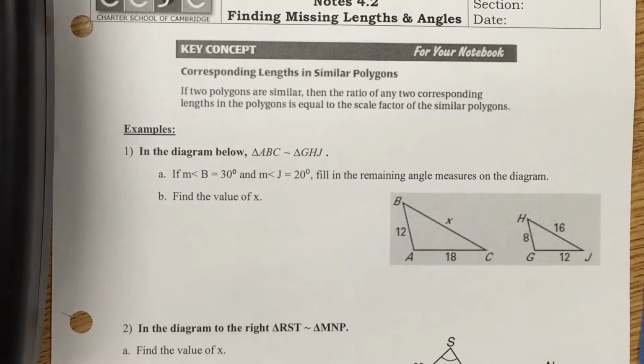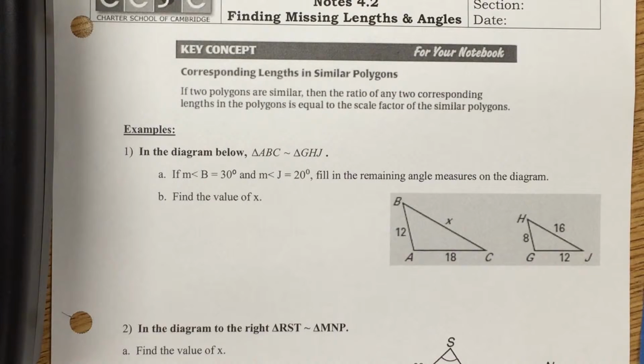All right, guys, let's get started. We're going to go through notes 4.2 today on finding missing lengths and angles in similar figures. Before your Unit 3 test, we started notes 4.1, and we talked about how similar figures have congruent corresponding angles and proportional corresponding side lengths. So we're going to be using those two pieces of information today to find some missing measurements.